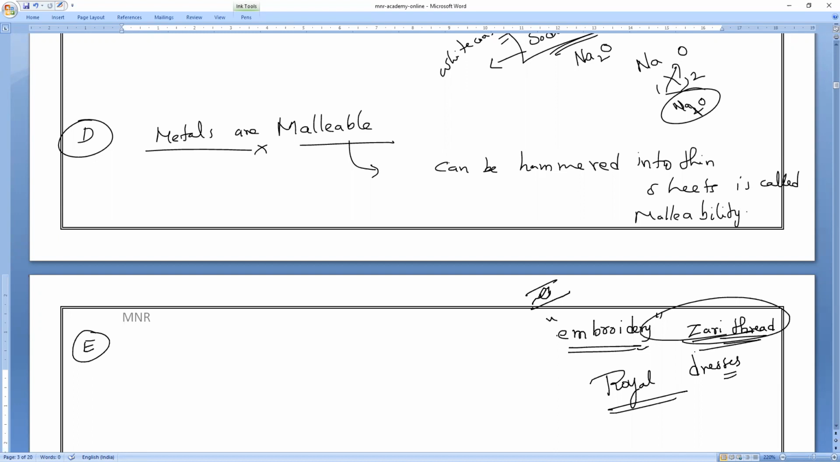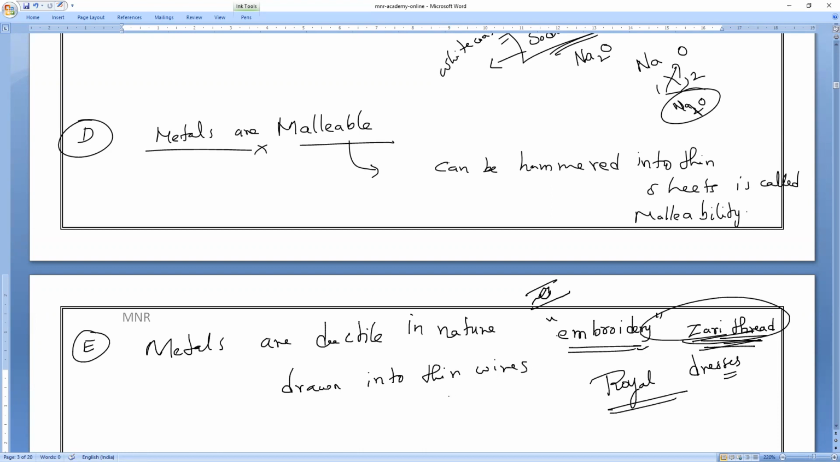So the property we are using here, making jari threads, is like extremely thin wires. What do we call that property? Ductility. Metals are ductile in nature. Many metals like copper, aluminum, iron, etc. can be drawn into what? Drawn thin into wires.